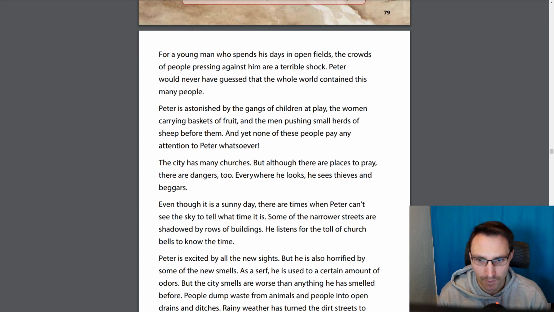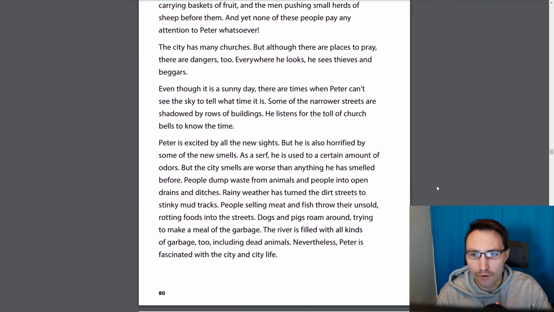The city has many churches, but although there are places to pray, there are dangers too. Everywhere he looks, he sees thieves and beggars. Even though it is a sunny day, there are times when Peter can't see the sky to tell what time it is. Some of the narrow streets are shadowed by rows of buildings. He listens for the toll of church bells to know the time. Peter is excited by all the new sights, but he is also horrified by some of the new smells.